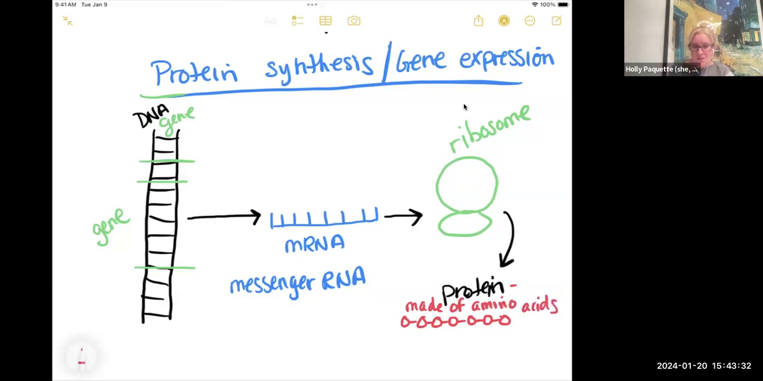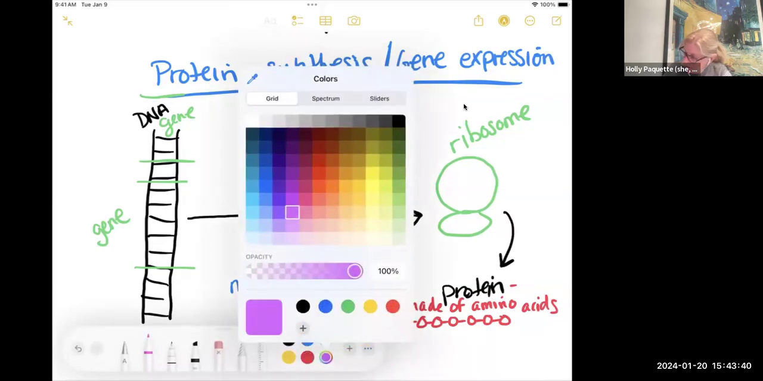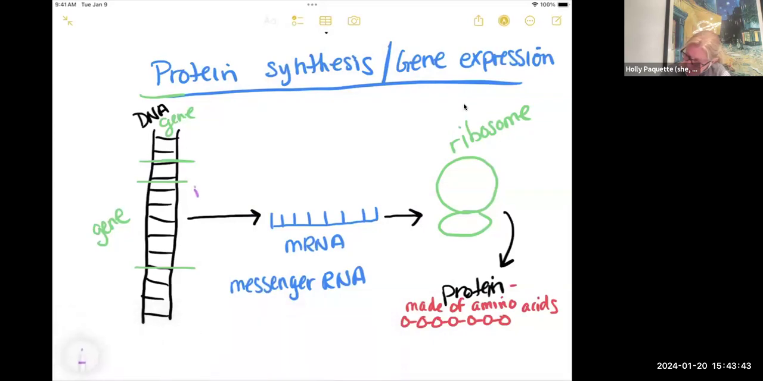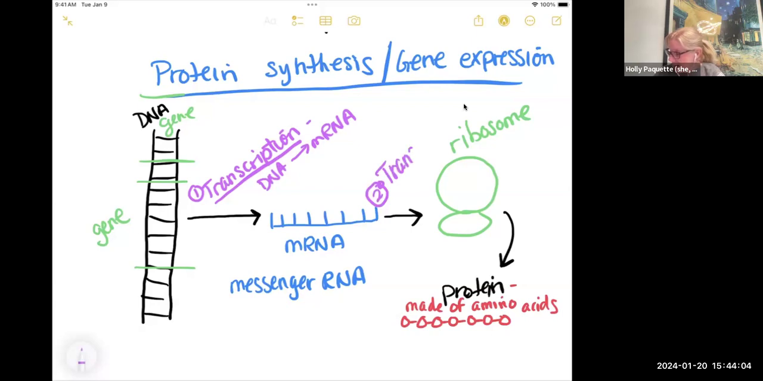Okay? And so this is really what happens in protein synthesis. Now, I said there were two steps to protein synthesis. And so I do want to say that we should put in what those two steps are. The first step is what we call transcription. And transcription is where we take DNA and we make mRNA basically from it. The second step then is called translation. And that's where our mRNA will be translated into a protein. Okay.